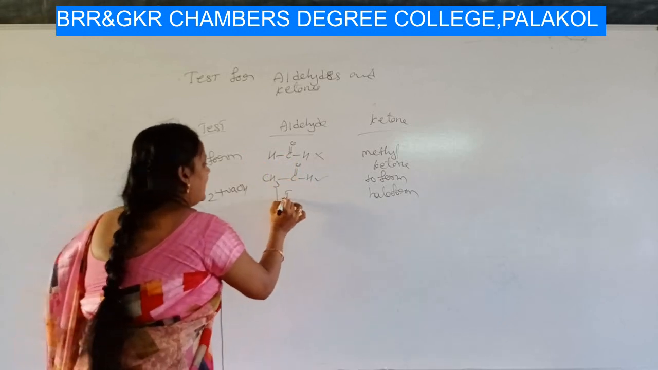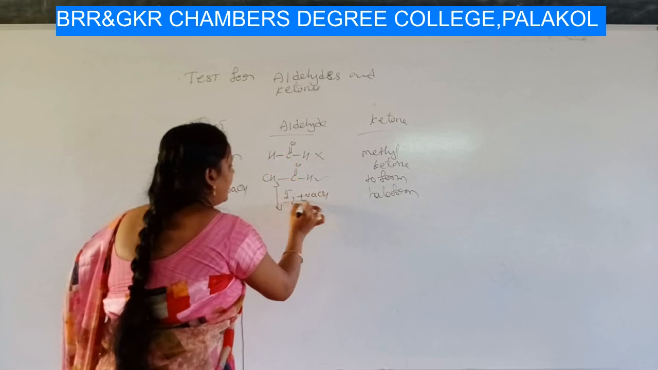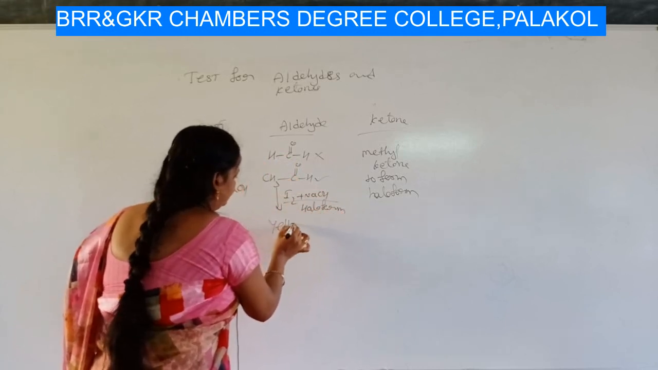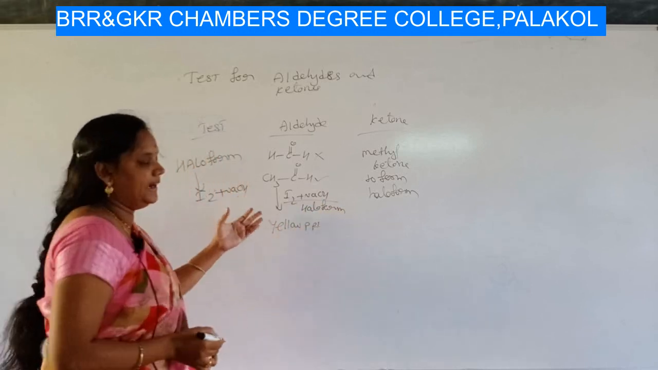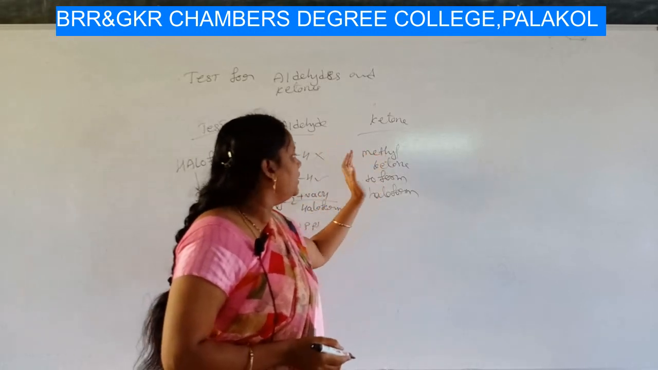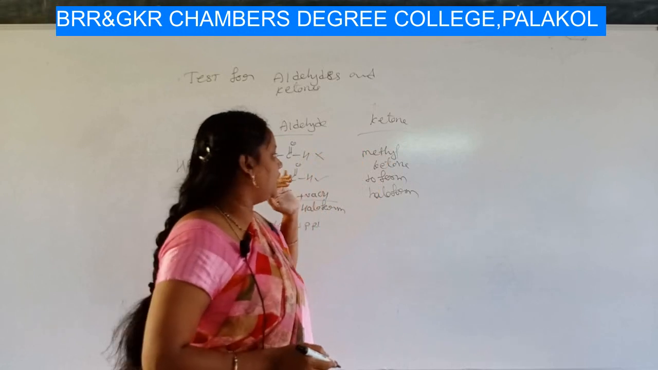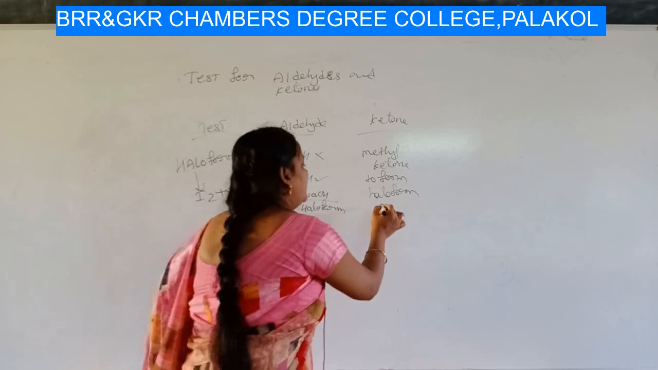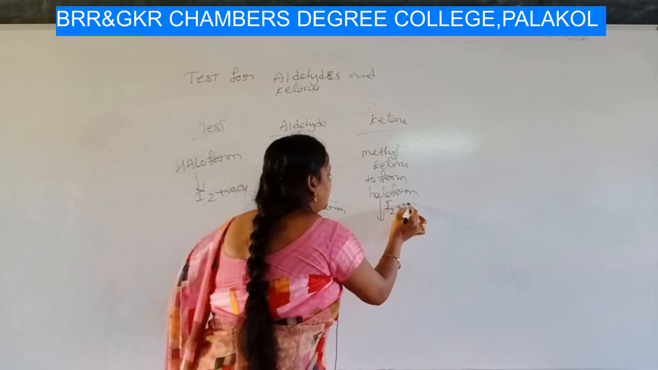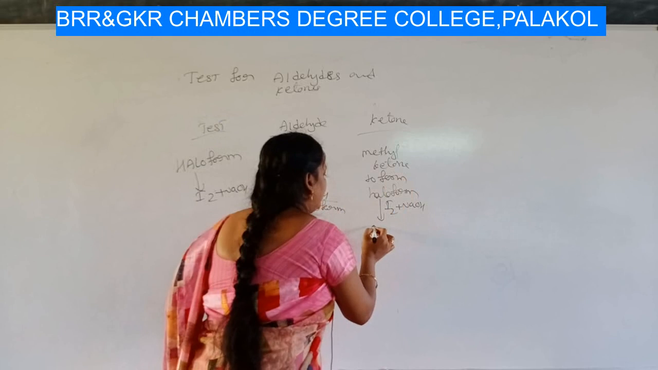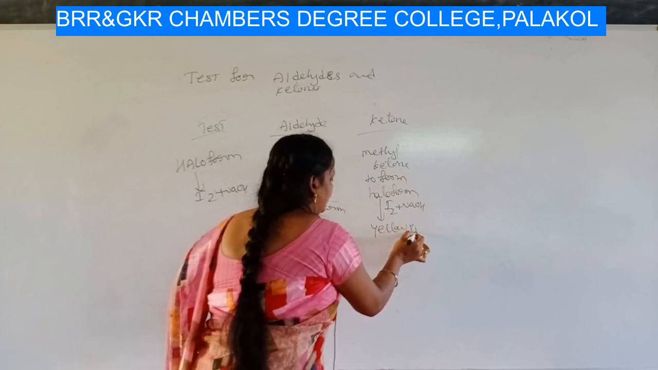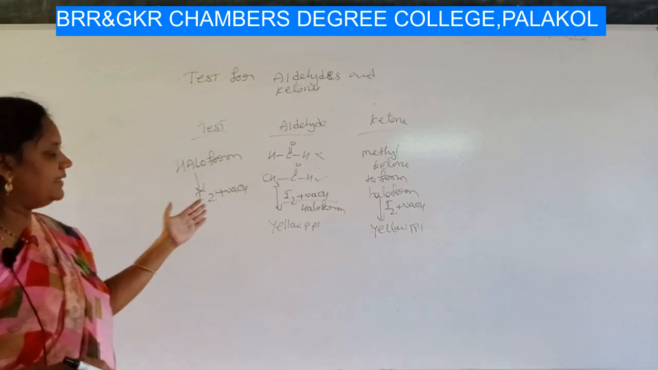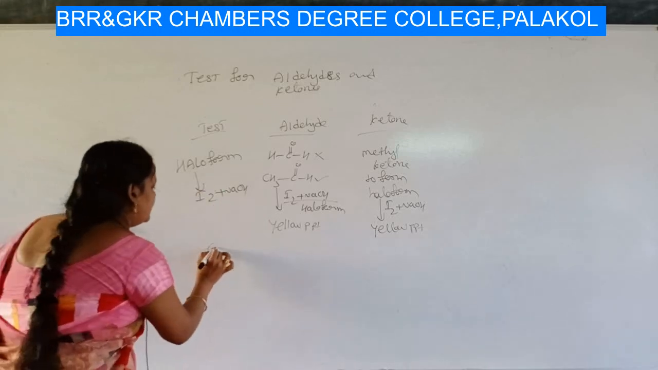When you add iodine and NaOH in the haloform test, you will get a yellow precipitate for aldehyde. In the case of ketones, only methyl ketones are considered. A methyl group has to be present in that ketone. When you do the iodoform test with iodine plus NaOH, you will get a yellow color precipitate resulting in the formation of iodoform. Let me write the equation for aldehyde.